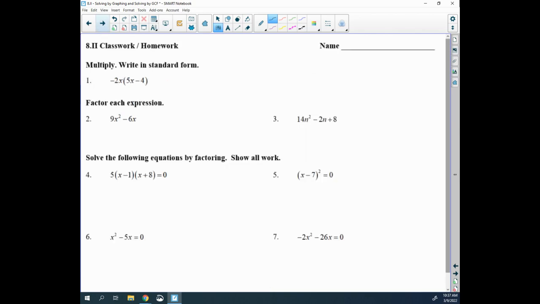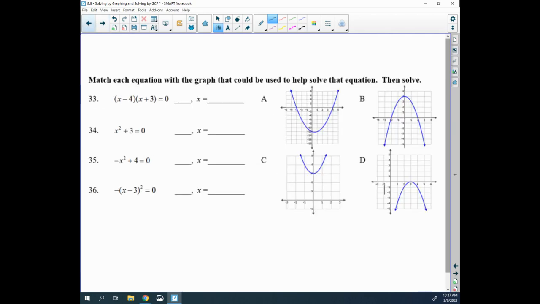All right, and then 33 through 36, which is the last part of your notes. Go ahead and pause the video. See if you can match these up. You want to try to match the graph, and then based on the graph, give the answer. Press pause, see if you can get that answer, and then press play once you're done.